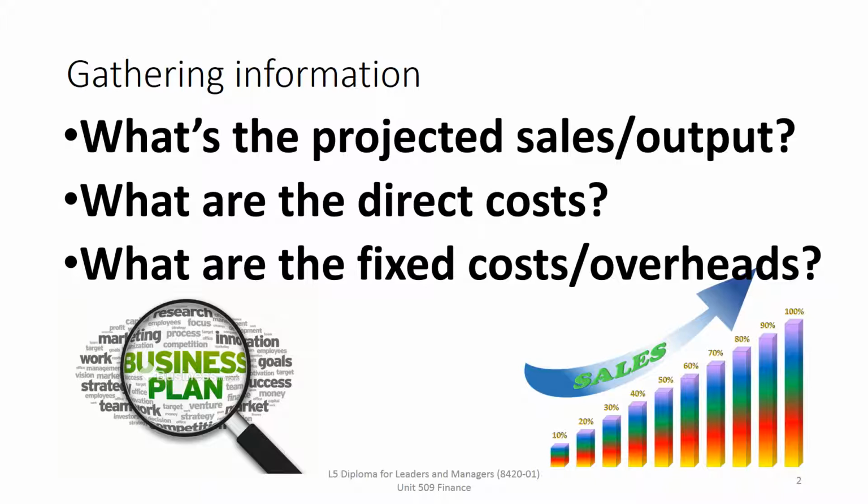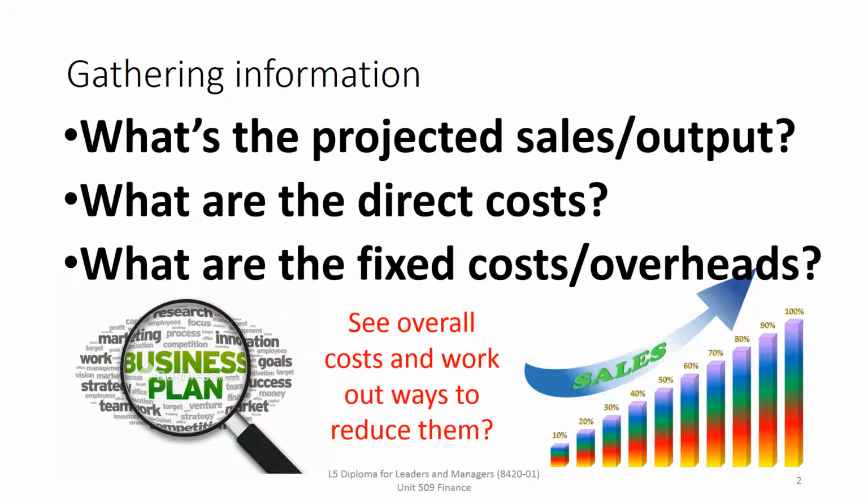Once we've got the figures for the income and the expenditure, we can work out how much money we're potentially going to make from the project or with this budget, and then we can look at the costs and work out ways to reduce them. We can see if we are likely to have any cash flow problems, and we'll get that information early so that we can give ourselves time to do something about it and plan for contingency, which we'll talk about in a minute.